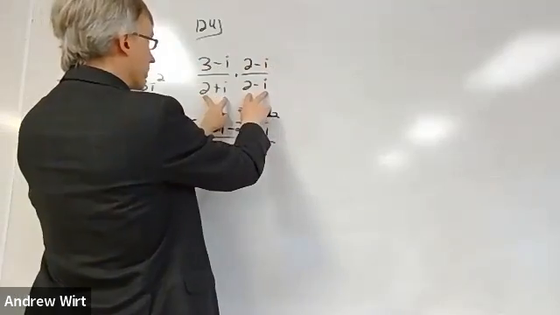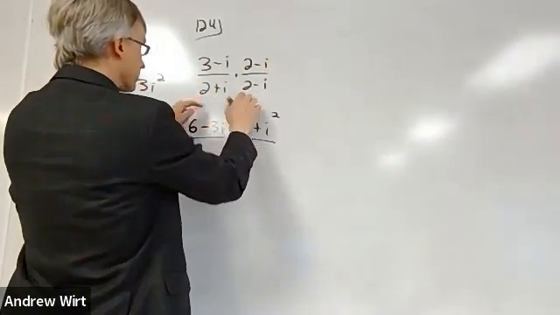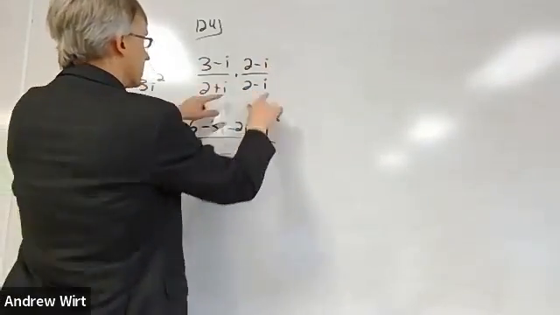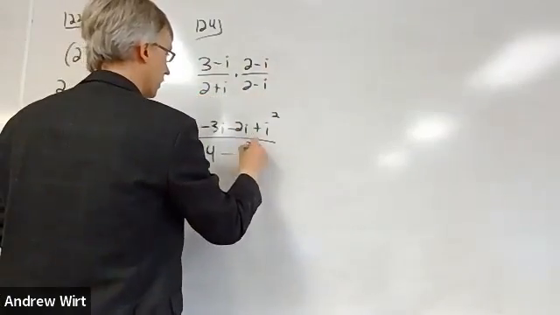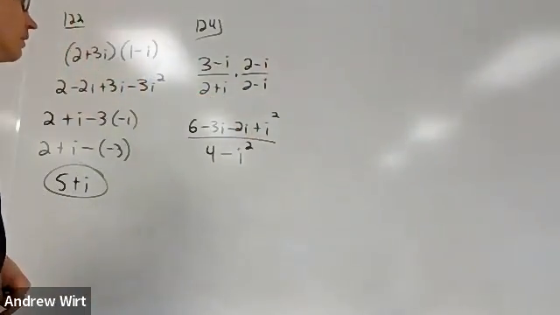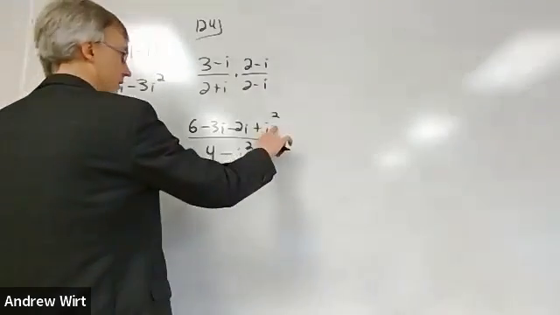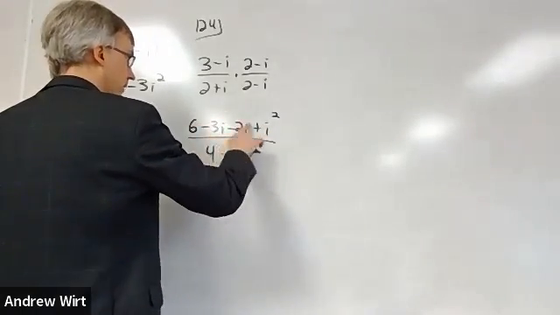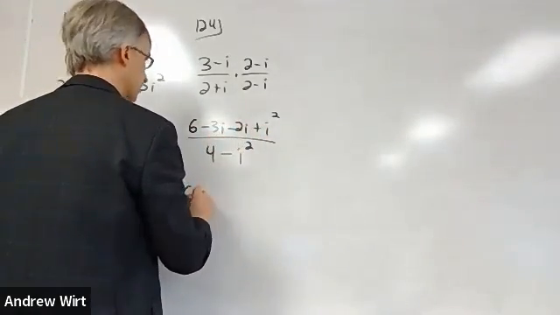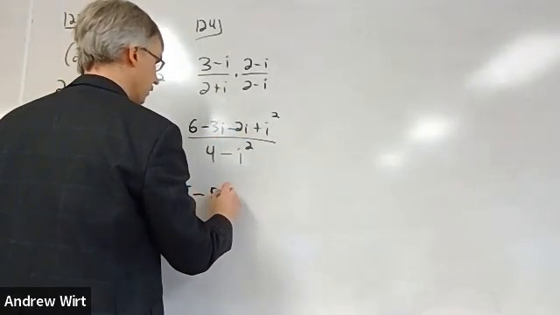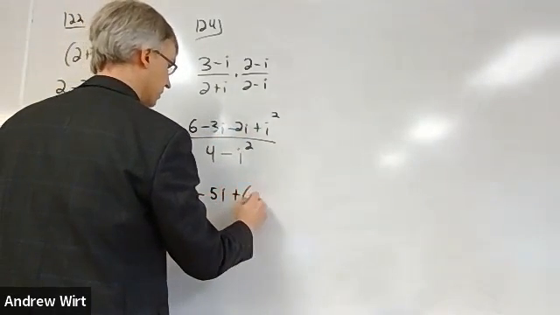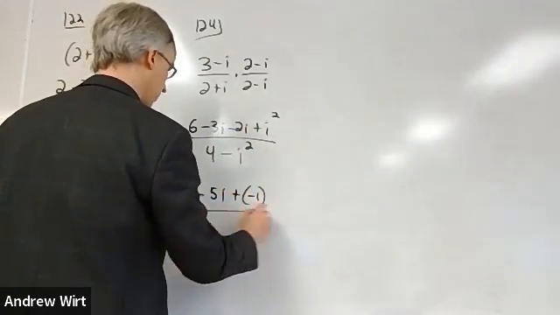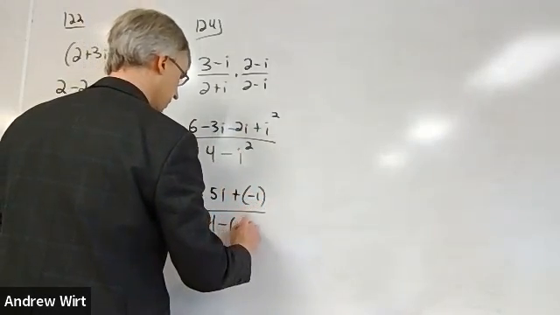All over, here we've got the factored form of difference of squares, so we'll do first times first, 4, minus i times i squared. All right, let's start simplifying here. That's going to be negative 1, that's going to be negative 1. Combine like terms in the middle. So 6 minus 5i plus negative 1 over 4 minus negative 1.